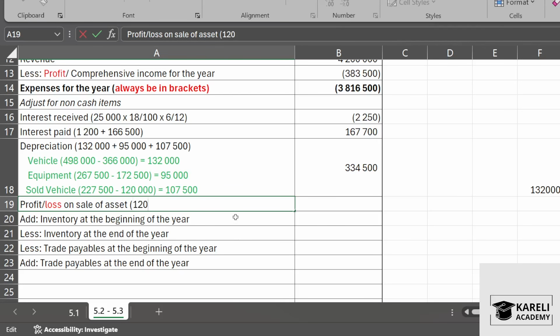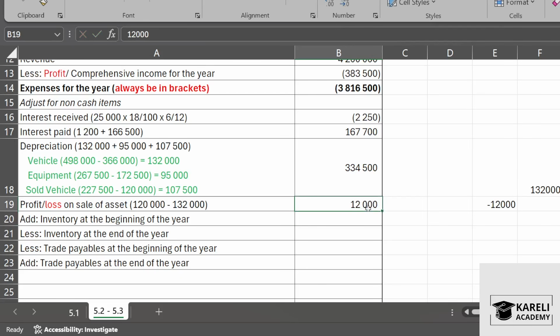120,000 minus 132,000. How much is it? It equals 120,000 minus 132,000. The answer that we get is 12,000.